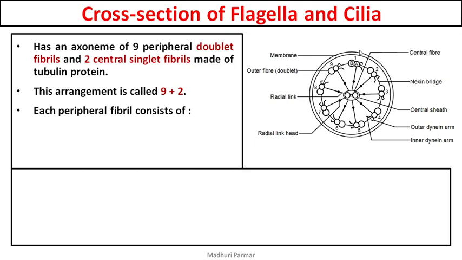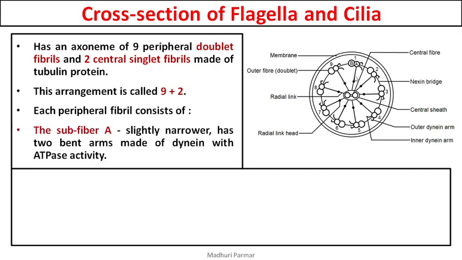Now let us focus on this peripheral fibril. Each of them consists of a subfiber A. This whole unit is called a fibril, and a part of it is called a subfiber. Subfiber A is slightly narrower, as you can see from this diagram itself. The B part is longer or bigger, and the A part is a little smaller. It is slightly narrow and it has bent arms.